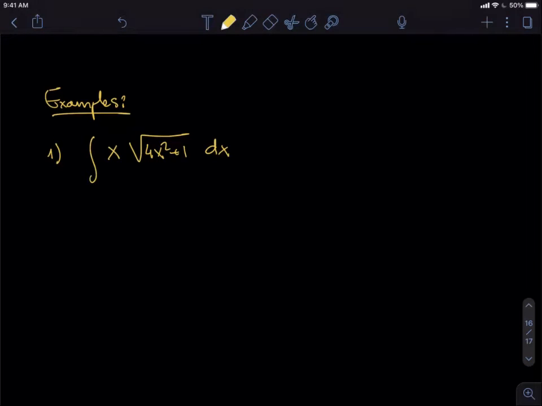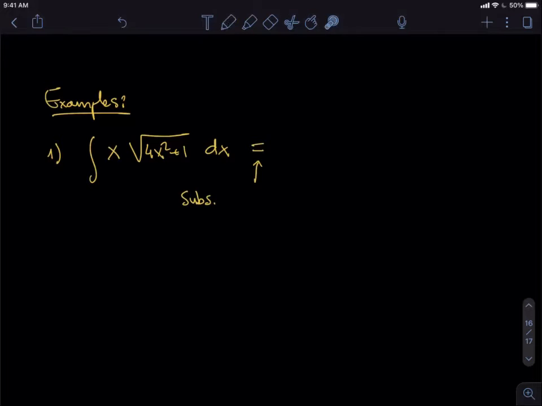Let's see a few more examples now. The first one is the integral of x times the square root of 4x squared plus 1. And here, the natural thing to try is substitution, because this is not something that is an immediate antiderivative. Okay. Now, for a substitution here, there is a very natural candidate to try.